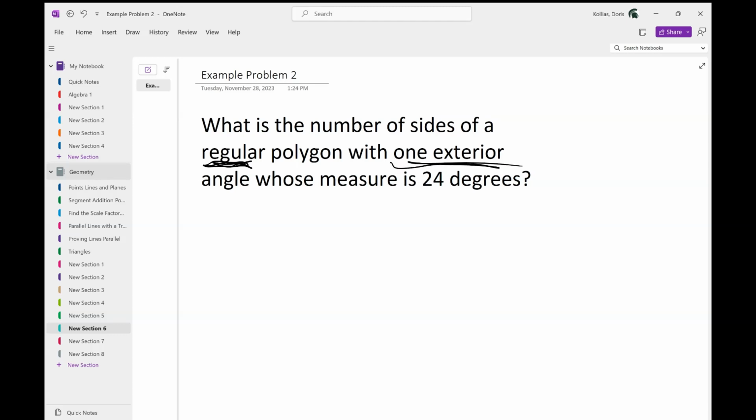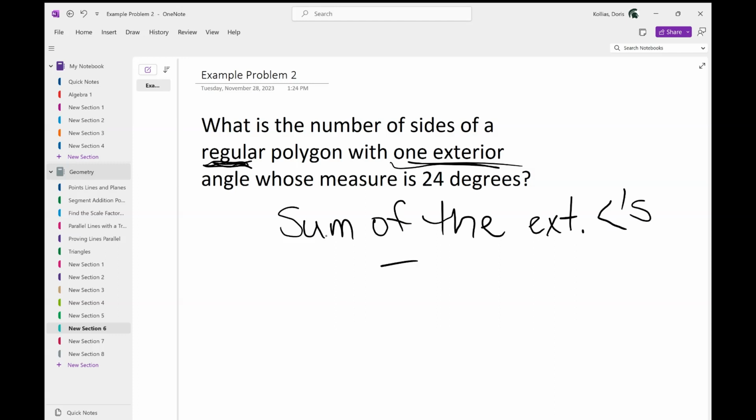So we know that the sum of the exterior angles is always going to equal 360. Now, if one of them has a measure of 24, then all we have to do is take our total sum and divide it by that measure of 24, and that will give us the number of sides. So when we use our handy dandy calculator, 360 divided by 24 would give us 15.